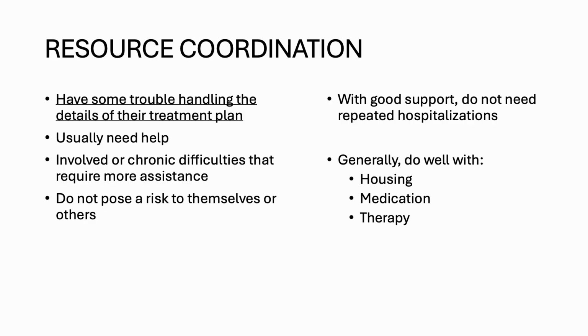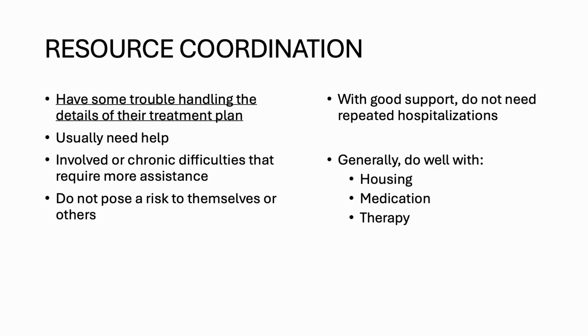The next one is called resource coordination. So these are people who have some trouble handling the details of their treatment plan. There's certain parts that they're confused about, or they just don't understand, or for some reason they just cannot get through it. So these are people who usually need your help, involved in chronic difficulties that require more assistance. Chronic is just a fancy word for long term, okay? So maybe it is diabetes or something like that. And they sometimes do need additional help when it comes to their medications and stuff like that, and nutrition. They do not pose a risk to themselves or other people.